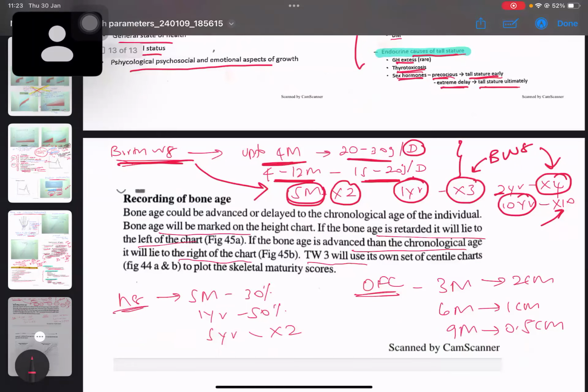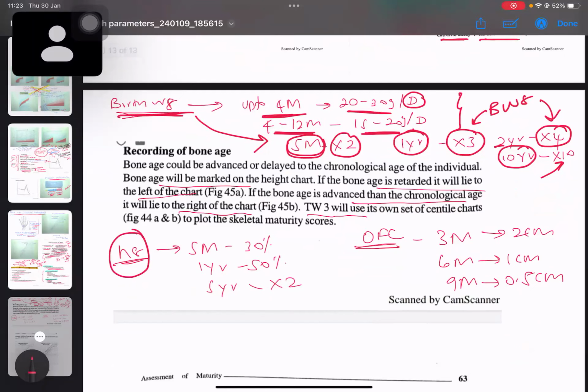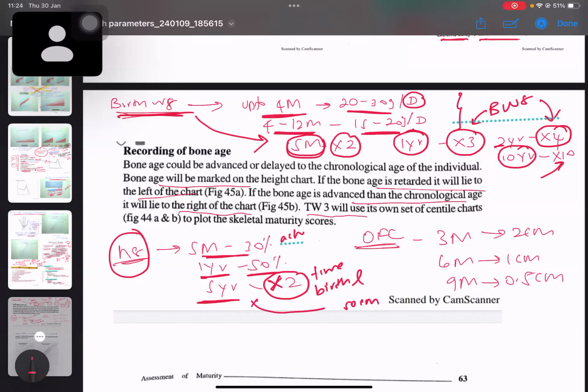Okay, then for height, at 5 months, 30% of adult height is achieved, and at 1 year, 50% of adult height is achieved, and at 5 years, the child will be 2 times the height of the birth length. At birth, if the child is 50 centimeters, at 5 years, the child will be 1 meter.